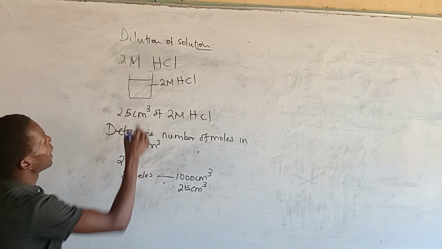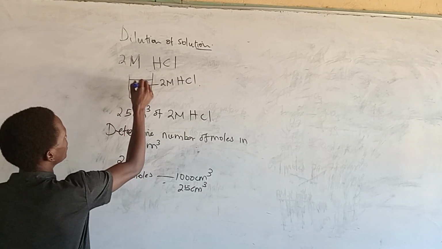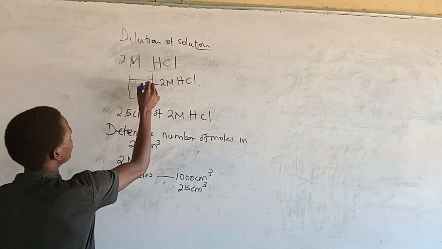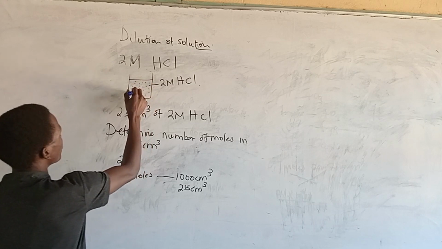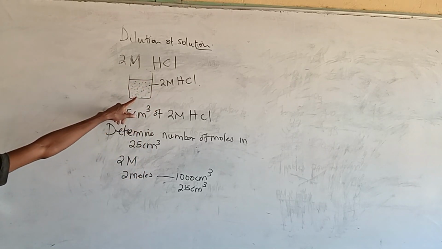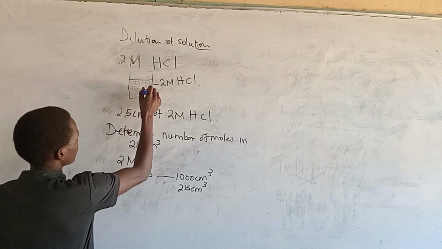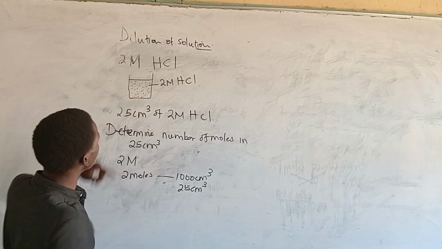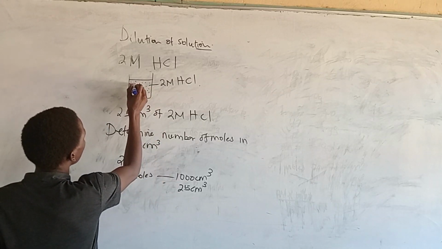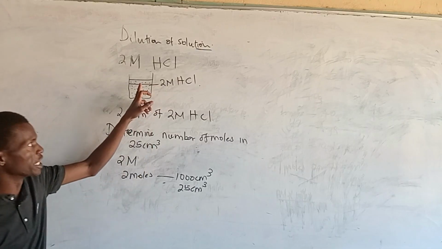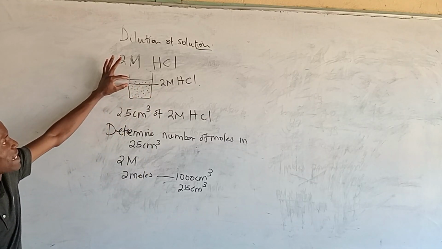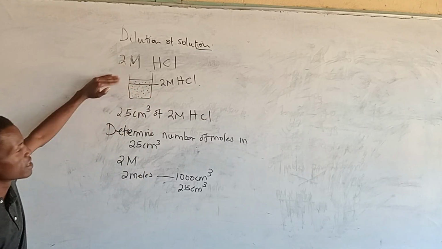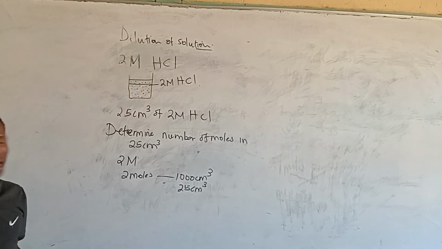Remember, this is a container. We have, assuming these are the particles, assuming we can see them with our eyes, assuming we can see these particles here, and we pick 25, which is a very small portion here. So we are going to pick a certain number of particles, assuming this is how concentrated they are.